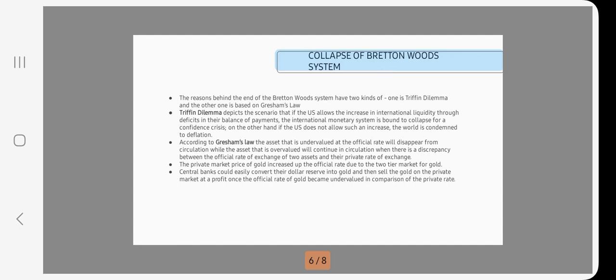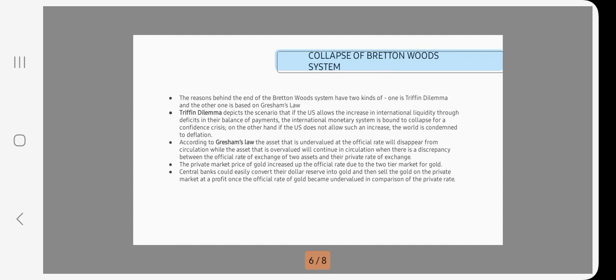That means whether the USA allows the increase in international liquidity or does not allow an increase in international liquidity, the USA is in danger on both ends. That is why it is a dilemma, and it was the reason that the Bretton Woods system could not work properly.